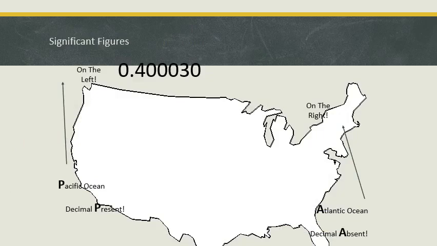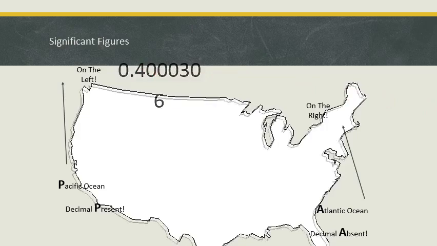Another example, 0.400030. The decimal is present, so left to right with the first non-zero digit: 1, 2, 3, 4, 5, 6. So how many sig figs are here? 6.